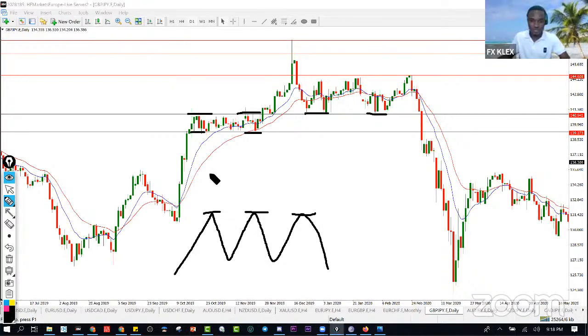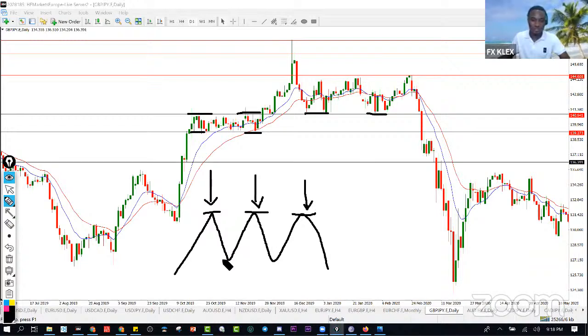So we try to connect these swing highs, and the swing high right here. We have a support right here, a support right here. So we try to connect this support and then the support right here. This is how you can construct your resistance and support levels.